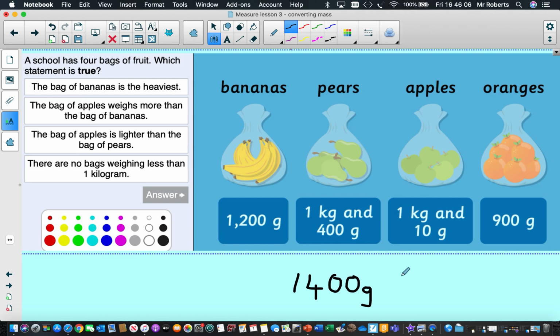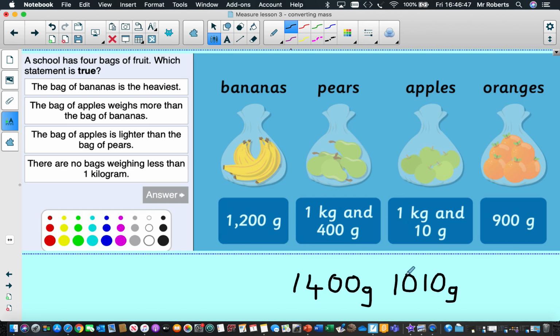Now, for this one, they've tried to catch you out. Because I've got 1 kilogram for 1,000, and then I've got 10. So I need to add a placeholder here, because I've got no hundreds. So now I can see that I've got 1,200 grams of bananas, 1,400 grams of apples, 1,010 grams, oh sorry, no I got that wrong, 1,400 grams of pears, 1,010 grams of apples, and 900 grams of oranges. So now I can go through and decide which is true.